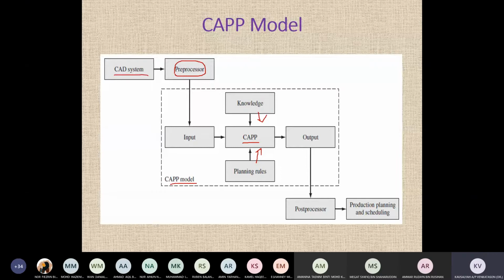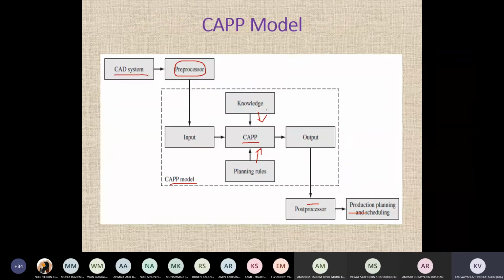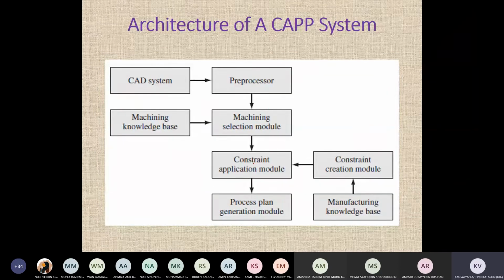And after the output, you get your post processor to understand what are all the entire processes, and then you embark on your production. So this is the architecture where you have your CAD system, the preprocessor like just now. And then we are looking at knowledge and planning rules. So this is the knowledge and planning rules. You have your machining module. This is based on the machining knowledge base. So what type of module you want to select depends on the manual of the machine itself.